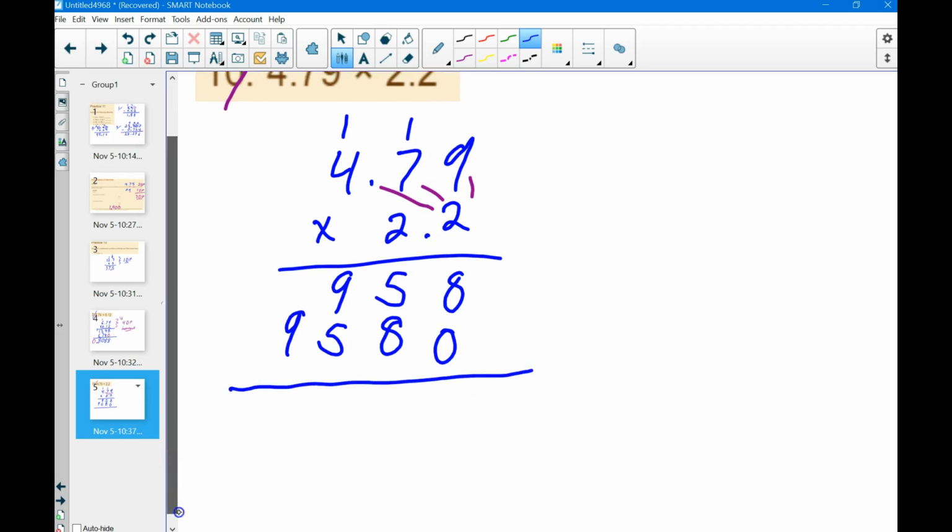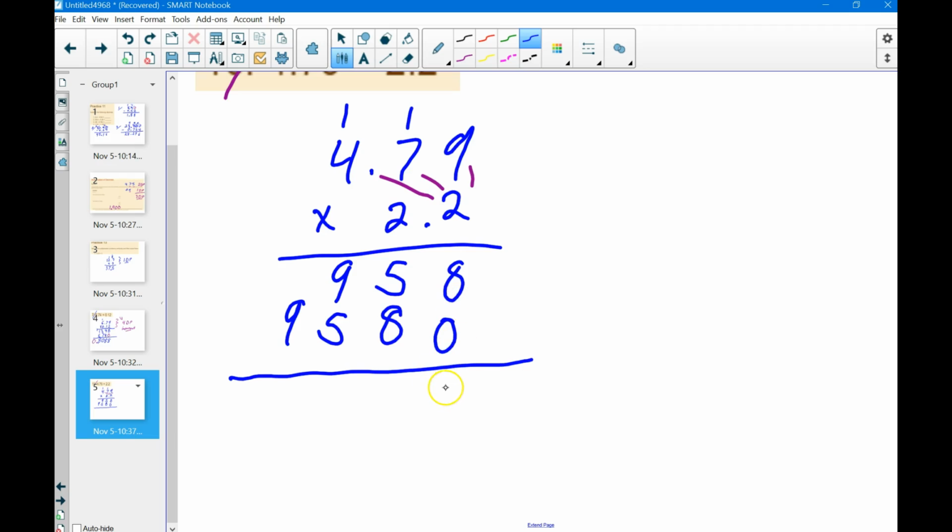I'm going to add them together. I get 8 plus 0 gives me 8. 8 and 5 is 13. Carry the 1. 10 and 5 is 15. Carry the 1. Now I have 10. Nailed it. Or did I? I finished it? No.